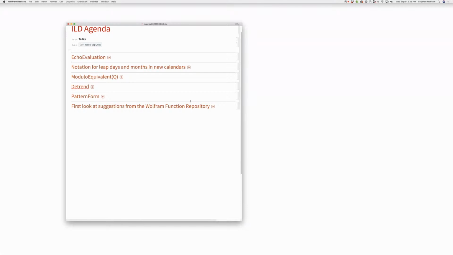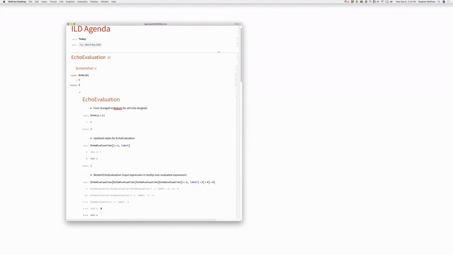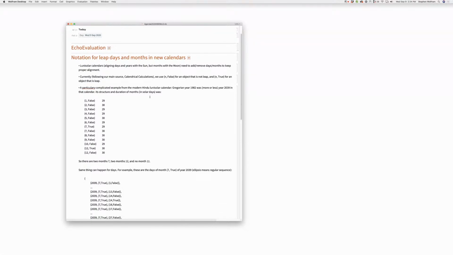Notation for leap days and months in new calendars. Right. So the thing here is that in some calendars, there are days with the same number, but distinguished by the fact that ones are leap, the others are not. What we have seen in the main reference we are using is that they are distinguished by a Boolean. But that means that most days will have a number which is something comma false.